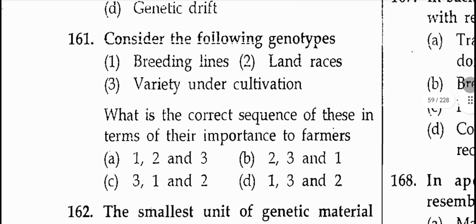Now consider the following genotypes: first, breeding lines; second, land race; third, variety under cultivation. What is the correct sequence of these in terms of the importance to the farmers? That is option B, 2, 3, 1. So first is the land race, then the variety under cultivation, and then the breeding lines.